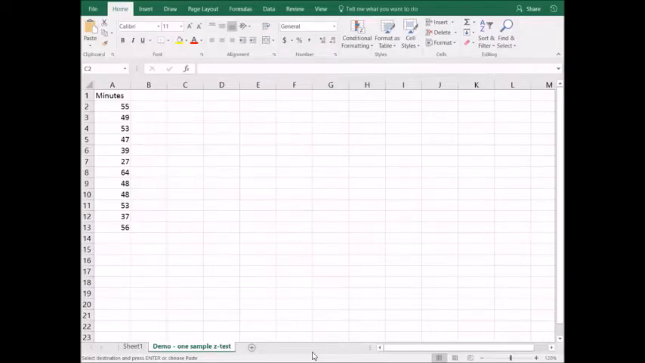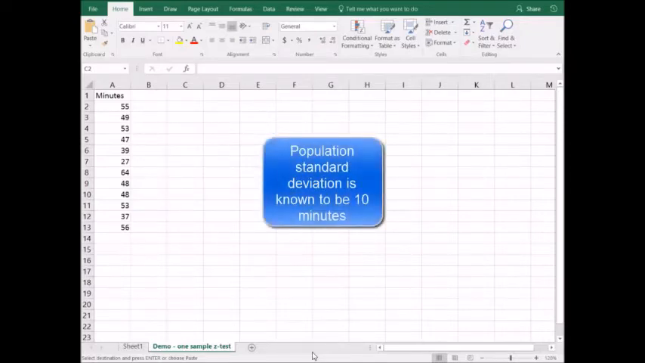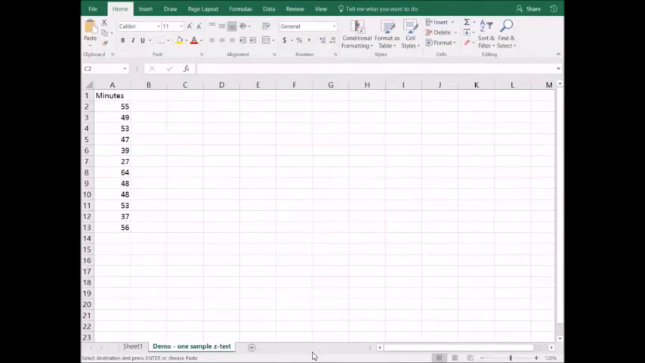Several years of data indicate the parking time has a standard deviation of 10 minutes. Lately, customers have complained that it is difficult to find space in the lot, and the manager believes the parking time has increased. He has randomly selected a sample of 12 cars' parking time, shown in this file.